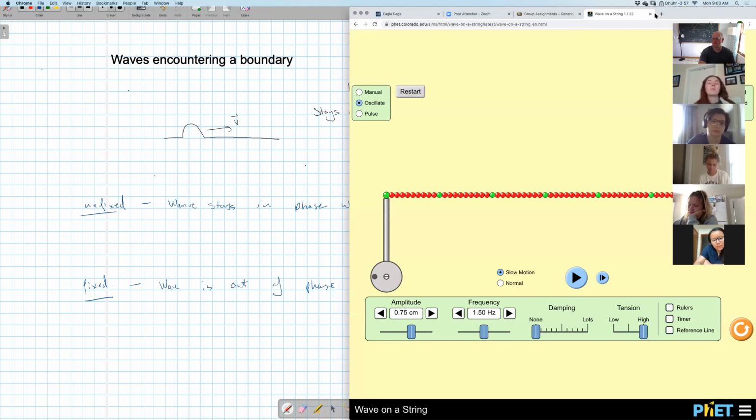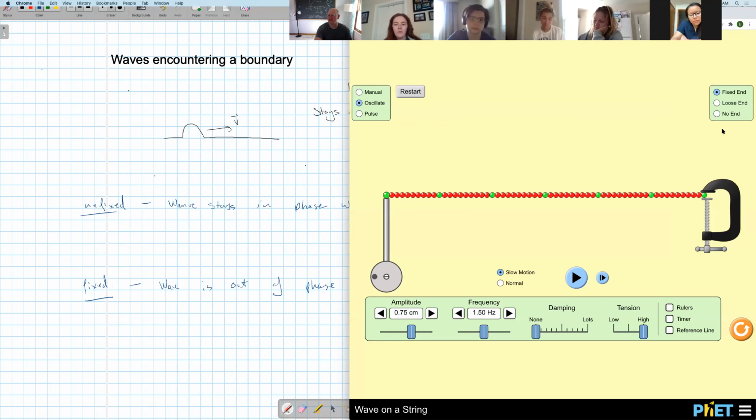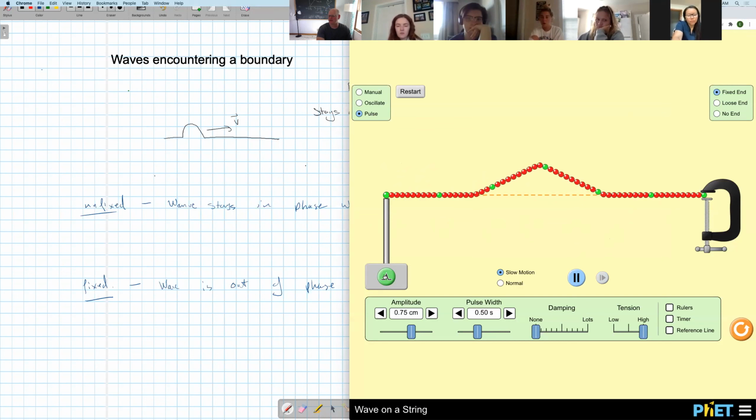Let me quickly remind you, so let's bring up our beautiful simulation again. Let's send in a pulse. With our fixed boundary, this is what we have initially. We send in our wave pulse, which then encounters the boundary. When it encounters the boundary, it gets reflected out of phase by 180 degrees. Again, it gets reflected by 180 degrees.